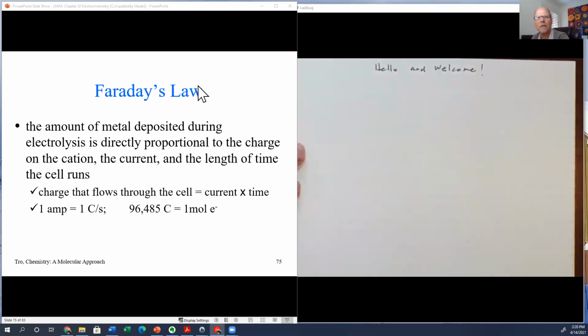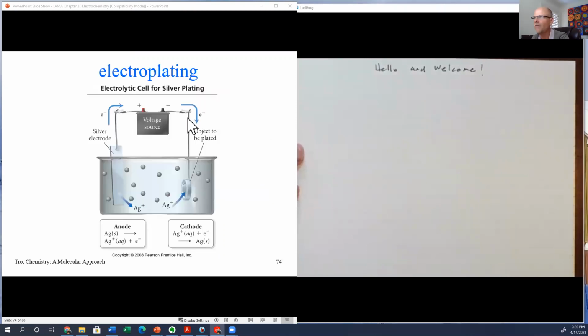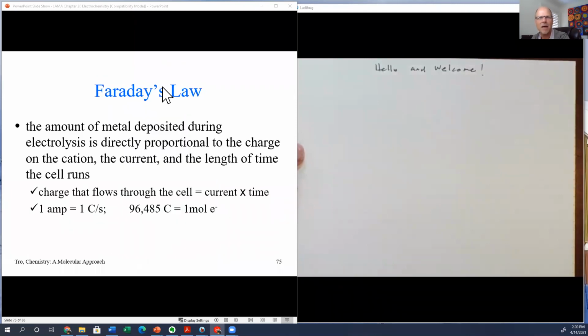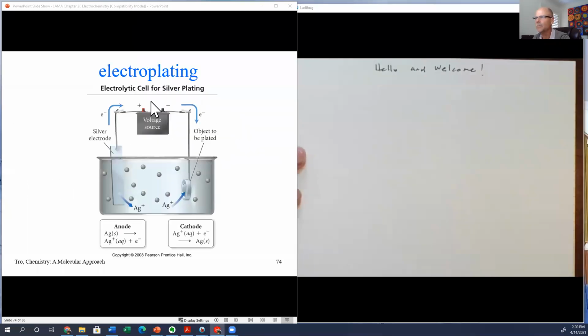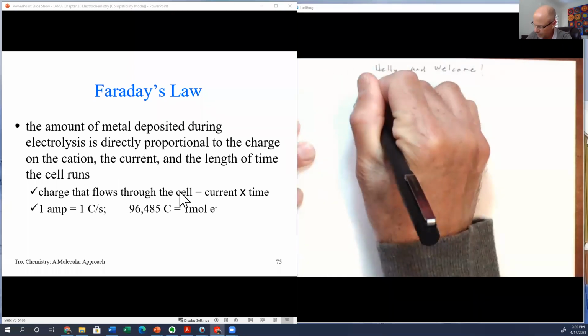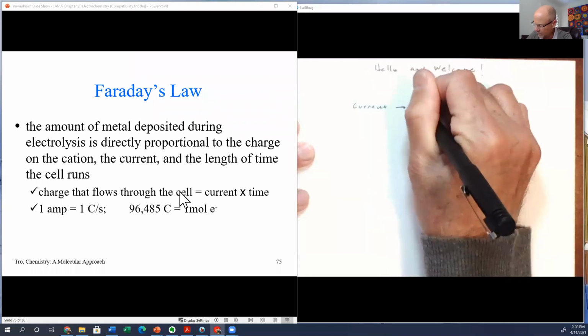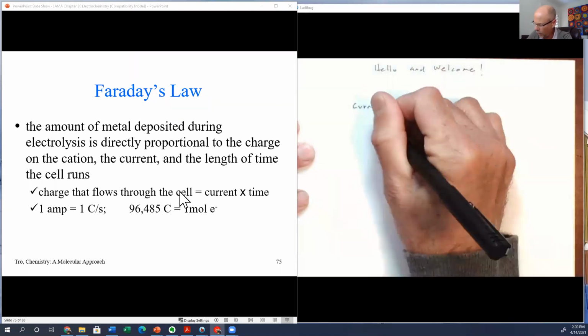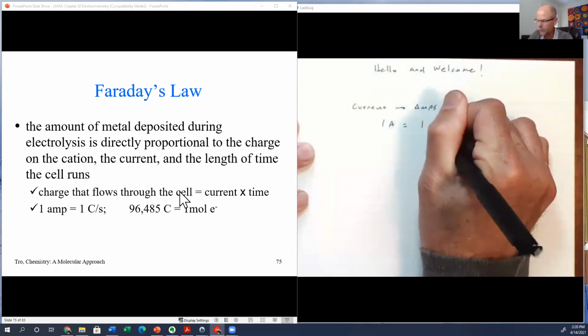All right. So the stoichiometry of electrolysis can give us a relationship between the amount of current we pass and the amount of reaction that happens. In something like electroplating, the amount of metal deposited is directly proportional to the charge, the current, and the length of time. Remember that the unit of current is amps, and 1 amp is equal to 1 coulomb per second.